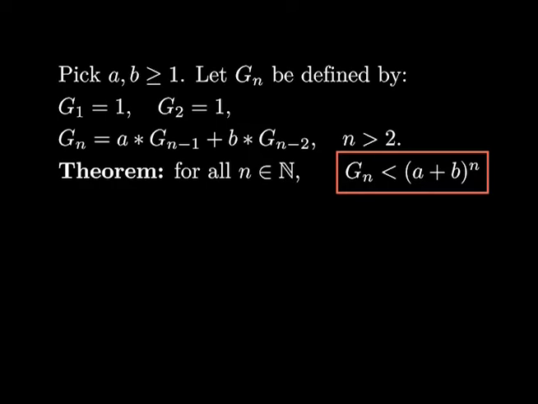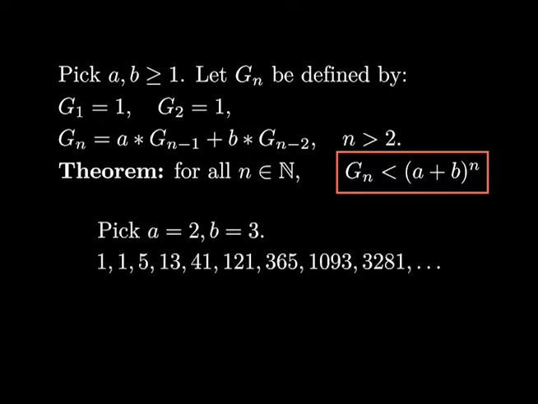So as a concrete example, let's pick a equals 2 and b equals 3, and then the recursion is exactly g sub n is 2 times g sub n minus 1 plus 3 times g sub n minus 2. Basically, for each term you look back 1, multiply it by 2, look back 2 and multiply it by 3, and then add those together.